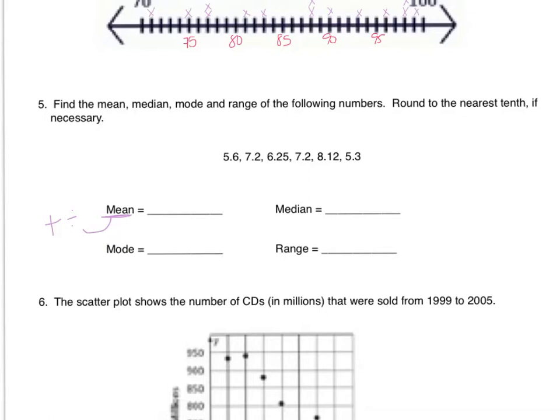So in this case, I add them all up and I would divide by 1, 2, 3, 4, 5, 6. When I added them, I don't remember what I got, and then I divided, but I can tell you that whenever I round to the nearest tenth, I got 6.6.